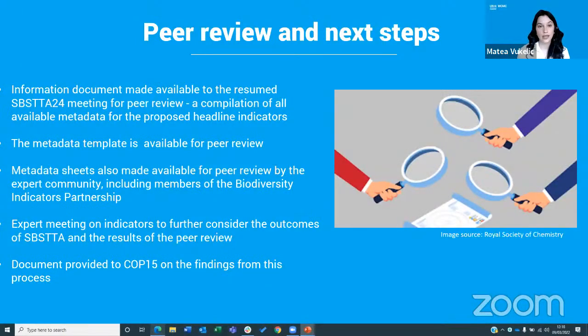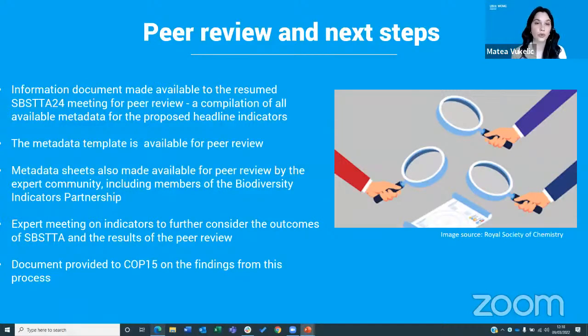In terms of next steps, metadata sheets are collated into an information document, which will be available for peer review. The metadata template itself will be available for peer review. Also, metadata sheets will be available for peer review by the expert community, including members of the Biodiversity Indicator Partnership.